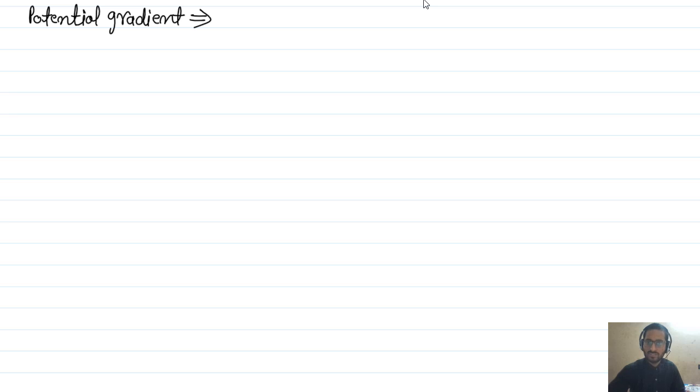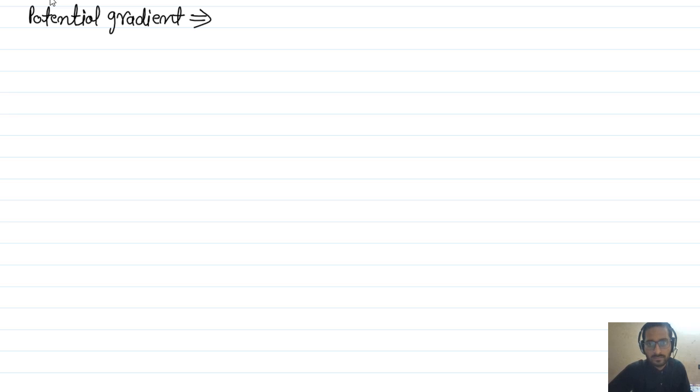Today we are going to discuss potential gradient. So what does potential gradient mean? Potential gradient represents the variation in electrical potential with position in the direction of the electric field. Let me write the definition first.